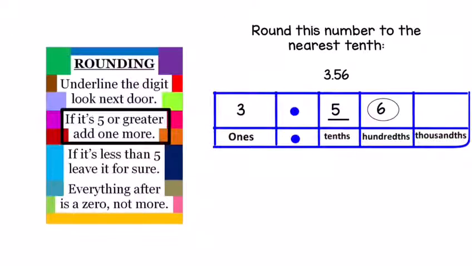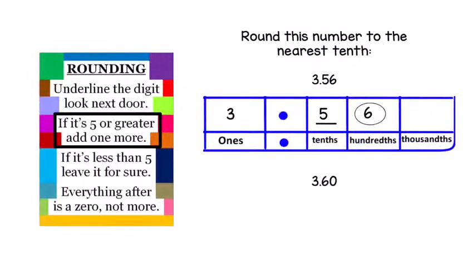We then need to look at our poem to figure out what we need to do next. So we need to look at the circled number, the 6, and decide if it's greater than 5, or if it's less than 5. As 6 is greater than 5, we need to add one more to our underlined number. That would turn the 5 into a 6. According to the rest of the poem, we need to then change everything after that underlined number into a 0. That means that 3.56 rounded to the nearest tenth is 3.6.